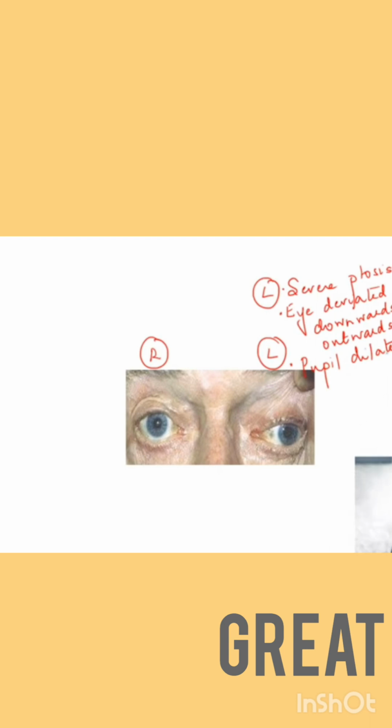So all this together gives us a diagnosis of left-sided third cranial nerve palsy. Left-sided third nerve palsy. Right? So this is giving us a diagnosis of left-sided third cranial nerve palsy.